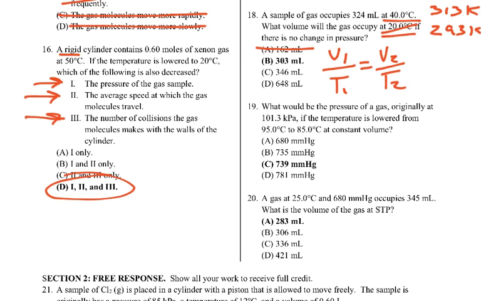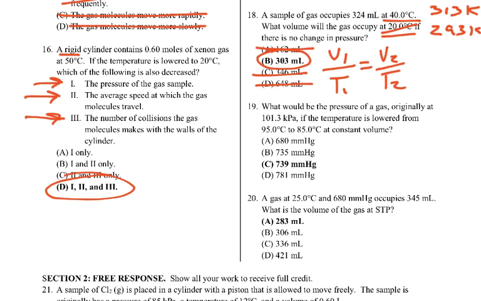And so we're going to put those two numbers in. So 324 over 313 equals X over 293, and we're going to get 303 milliliters. So we know it's not 162, okay? 324 is going to be a little bit smaller, so it's not going to be 346 or 648. So we can eliminate those even without doing the math.